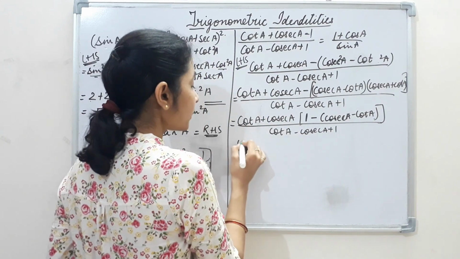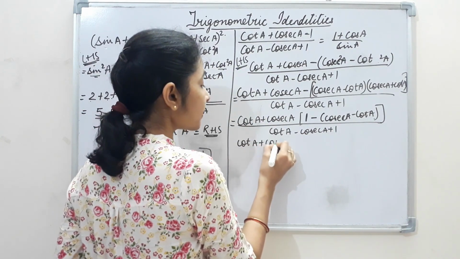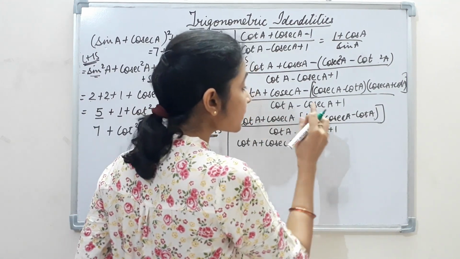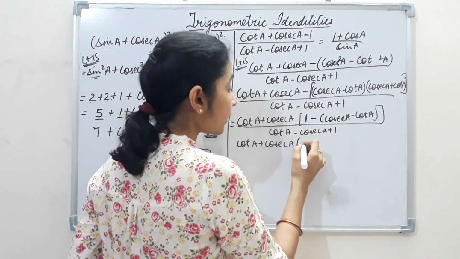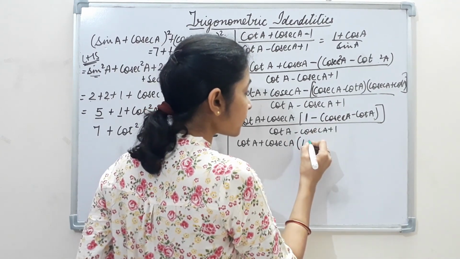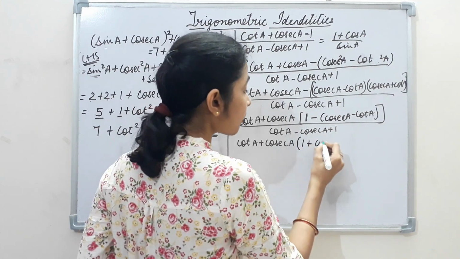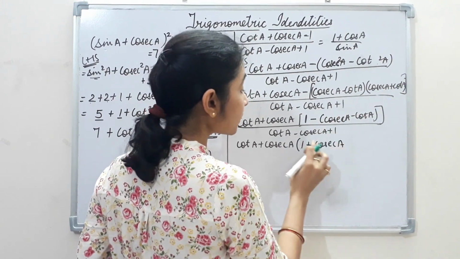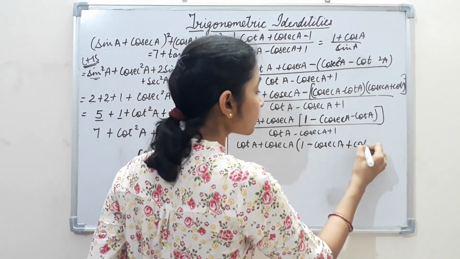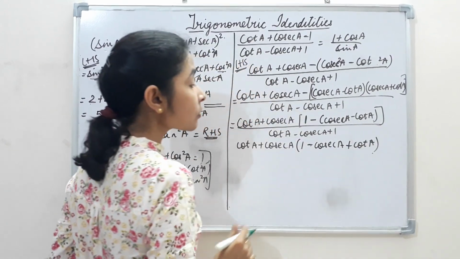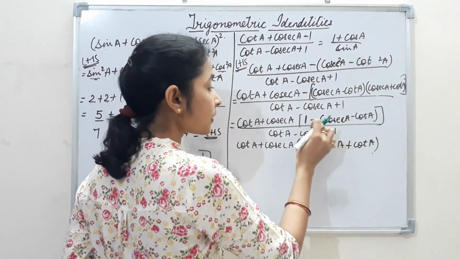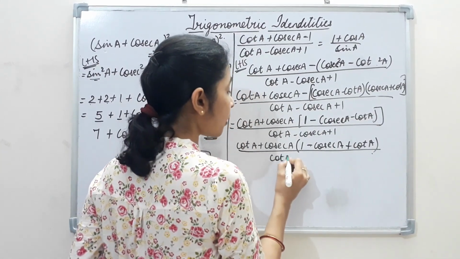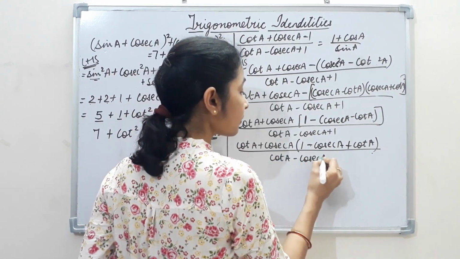Now here, cot A plus cosec A remains as it is. Okay, and here this bracket opens, then what do we get? 1, this cosec A changes into positive cosec A, and this cot A changes into negative and this changes into positive cot A. So here the minus sign multiplies with both of them, so minus cosec A plus cot A. The denominator again the same, cot A minus cosec A plus 1.